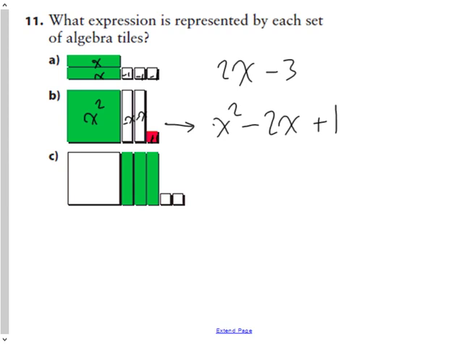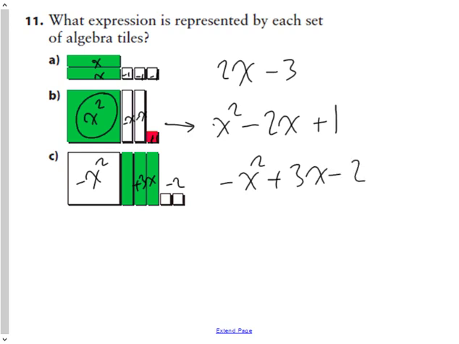And finally, this one. And your last question, this is a positive x squared because it's shaded in. And just like algebra integer chips, if it's empty, it's considered negative. So it's a negative x squared and a positive 3x and a negative 2. So we have negative x squared plus 3x minus 2.